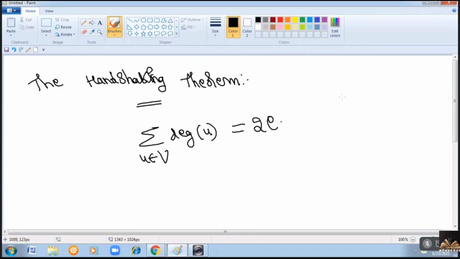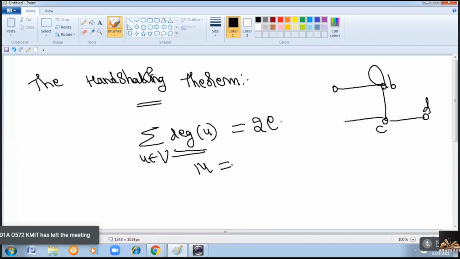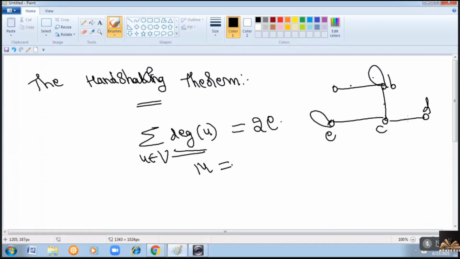So in the previous graph, what is the sum of the degrees of all the vertices we have calculated? We have found the sum of the degrees of all the vertices as 14. And how many edges do we have? Let us see the number of edges. C, D. Right? Now count the number of edges. 1, 2, 3, 4, 5, 6. That's it. A to C is also there. So 1, 2, 3, 4, 5, 6, 7. So 2 into 7, right? Which is also equal to 14.